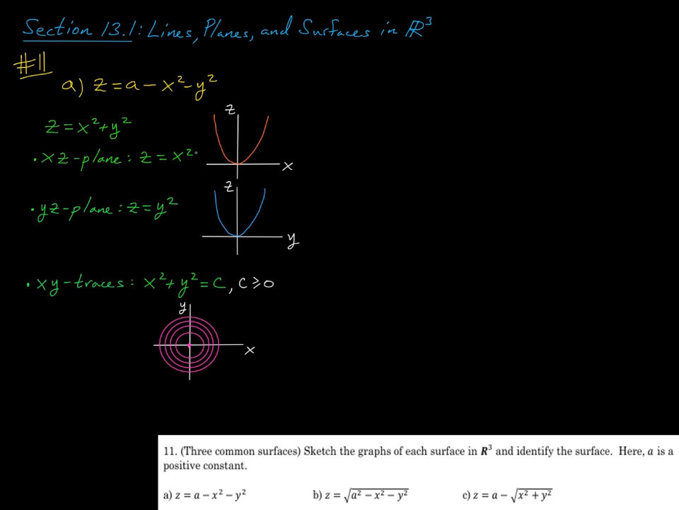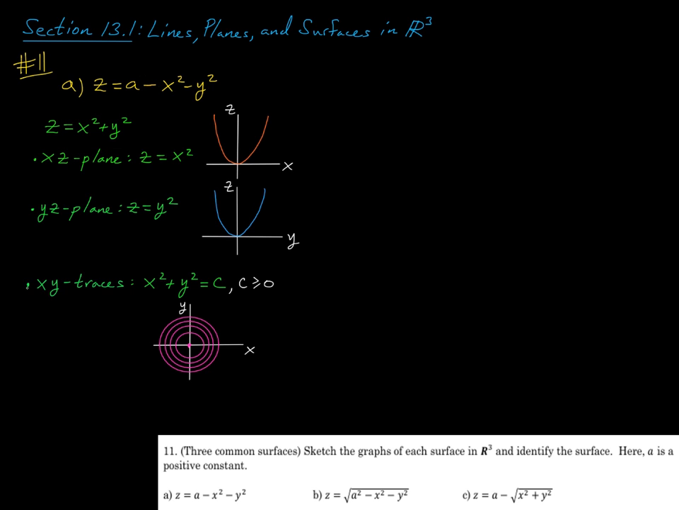Now I'm not going to include all possible traces. I'm just going to highlight a few key traces to help us put together our sketch. So let's look at the intersection of this surface with the xz plane. That's where y is 0. So I get the equation z is equal to x squared, which is this parabola here. Now the intersection of the surface with the yz plane, well, set x to 0, so we get z is equal to y squared. So that's this parabola.